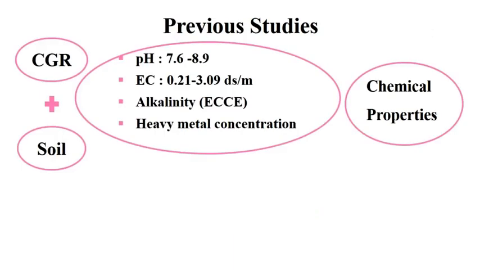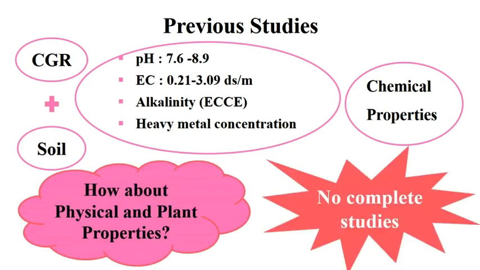For previous studies, there is not much literature about CGR effects on soil and plant properties. What we can learn is that when people dump the slurry on the soil, the pH in the soil is usually about 7.6 to 8.9, and the EC is usually about 0.21 to 3.09 dS per meter, and people are focused on the alkalinity and the heavy metal concentration. I think these are all chemical properties. Then how about the physical properties and the plant properties? Unfortunately, there are not many complete studies about these properties.